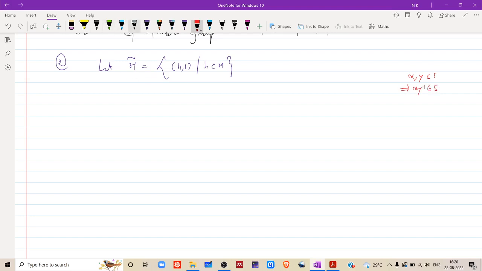So let me take two elements from here now. So let h1 comma 1 and h2 comma 1 belong to H tilde, then h1 comma 1 into h2 comma 1 inverse equal to, so this is equal to h1 comma 1. What is h2 comma 1 inverse?